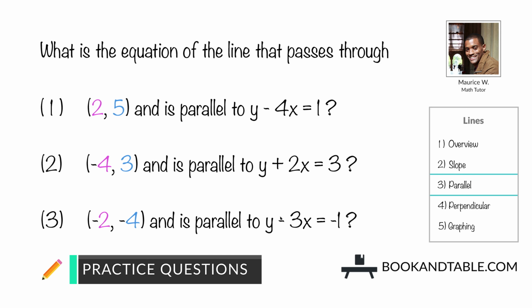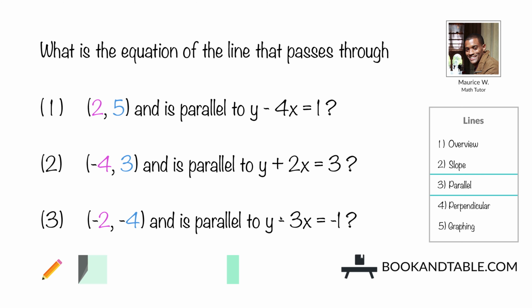Let's have you try a few practice questions. Question number 1. What is the equation of the line that passes through 2, 5 and is parallel to y minus 4x is equal to 1?